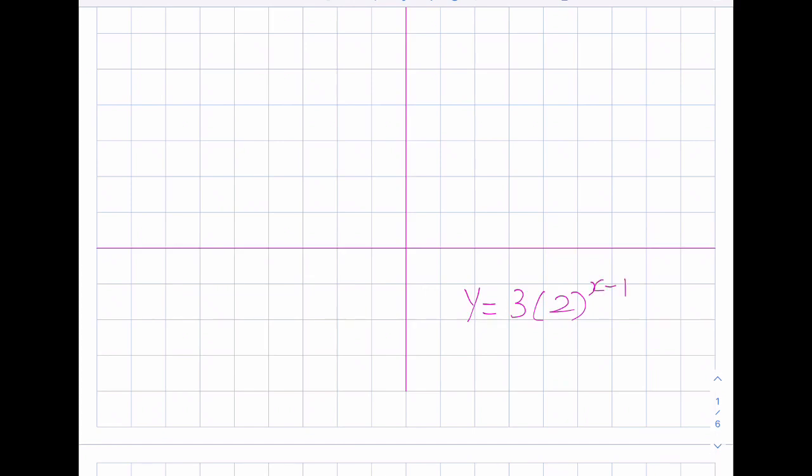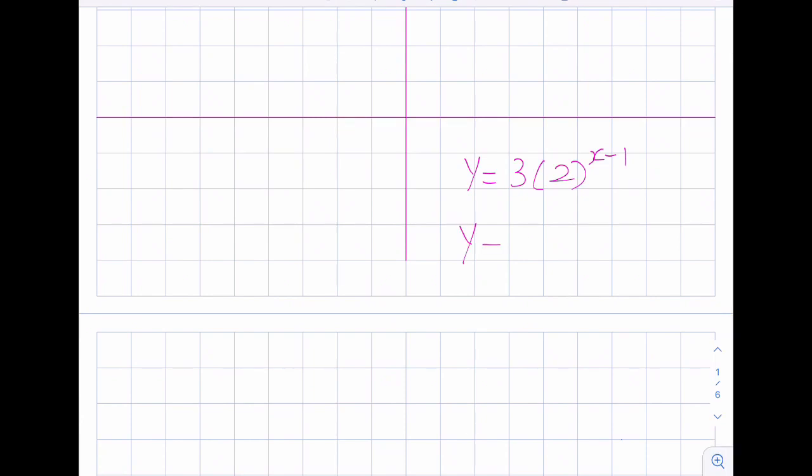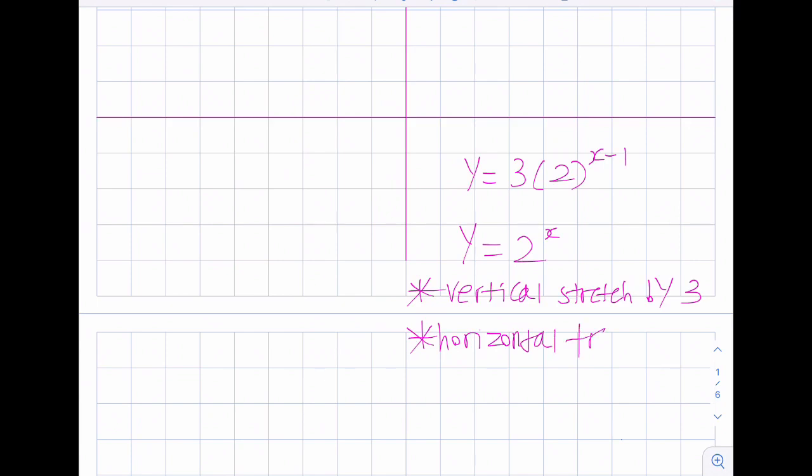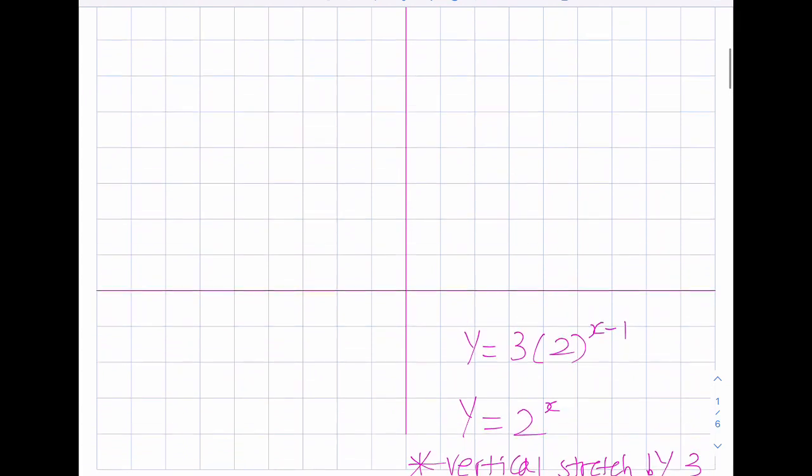So this is basically the transformed version of y is equal to 2 to the power of x, and we have to list out the transformations. So first we have a vertical stretch by a factor of 3, and we have a horizontal translation 1 unit to the right. Alright guys, so first of all, we need to draw this graph of y is equal to 2 to the power of x, and then we have to apply the transformations to the graph in order to graph this guy. So first of all, let's graph the function y is equal to 2 to the power of x.